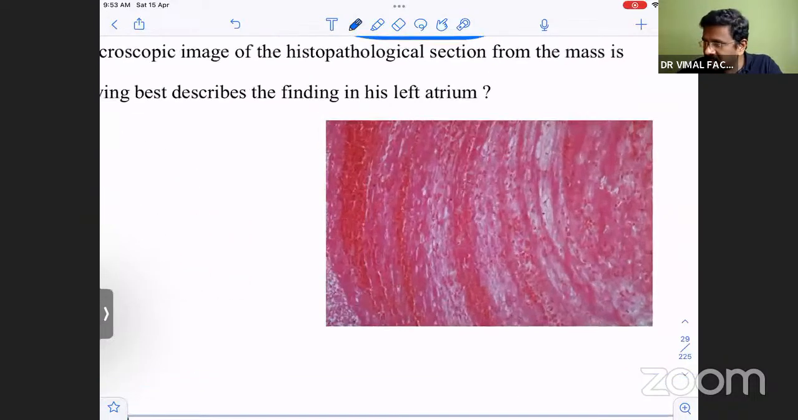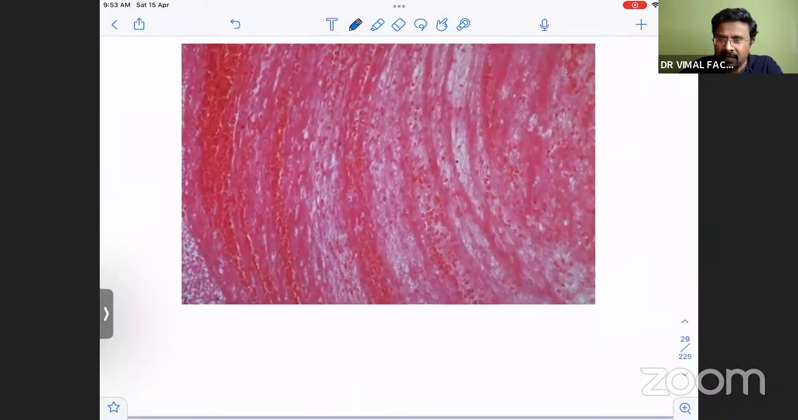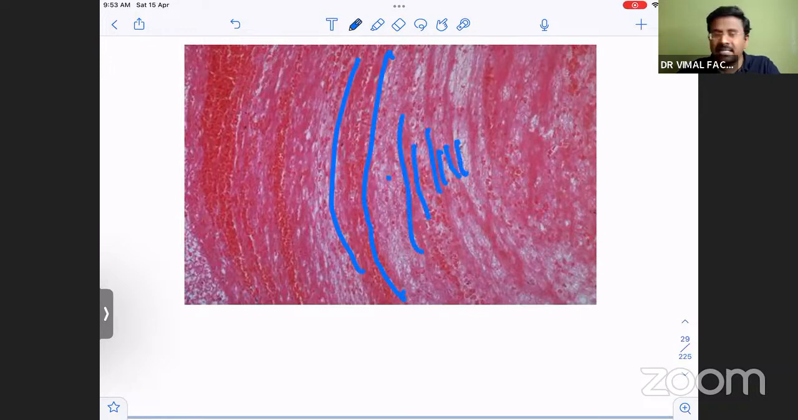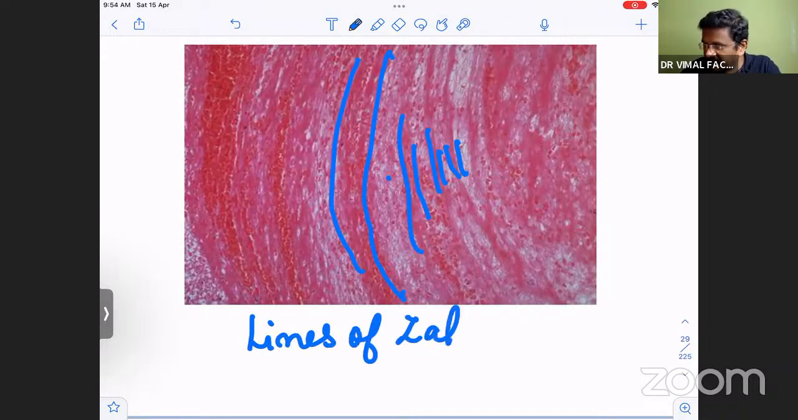So what you can see in this picture is alternating red lines and white lines. Alternating red and white lines. These lines are called lines of Zahn, lines of Zahn.